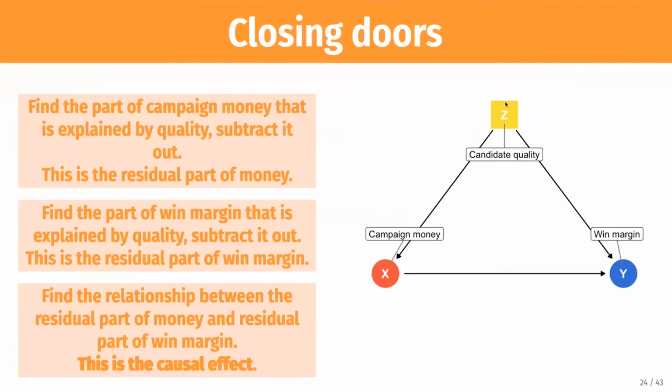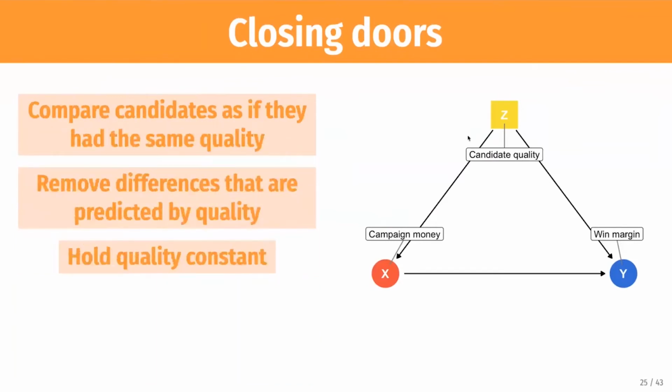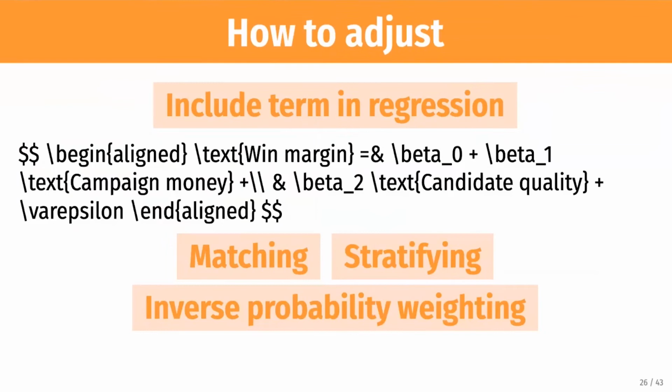Okay, so closing doors is really just controlling for these things, or adjusting for these things. What that lets us do is compare candidates as if they had the same quality. It gets rid of the quality aspect, and we're just looking at money and margin. That lets us tell the causal effect. So that's how we adjust here. There are different ways of doing that.